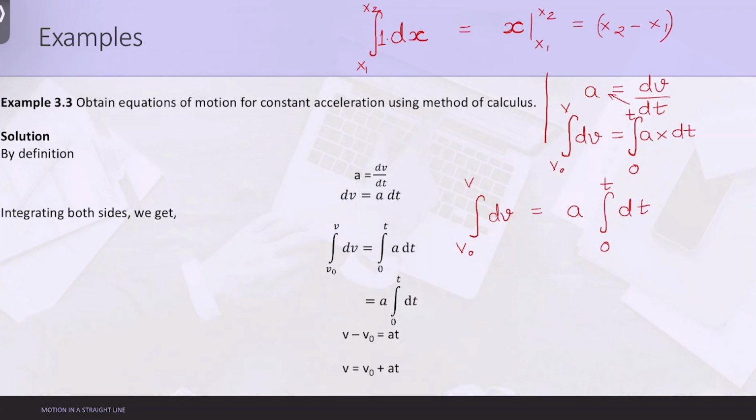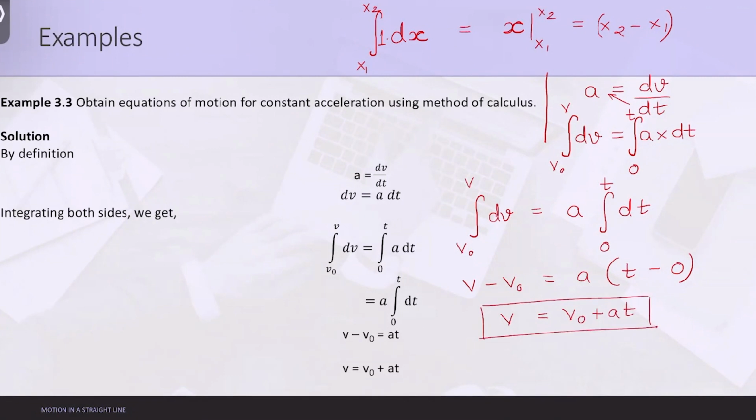Okay, so therefore what we can say, we can write this as nothing but equal to v minus v0, and similarly this can be written as a times t minus 0. So this is nothing but v is equal to v0 plus at. So that is how we derive the first equation.